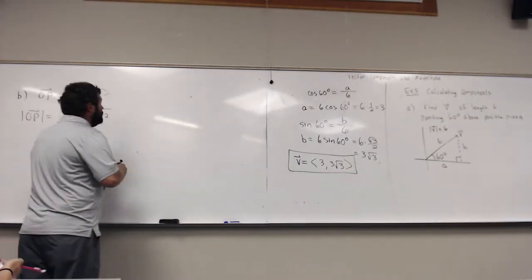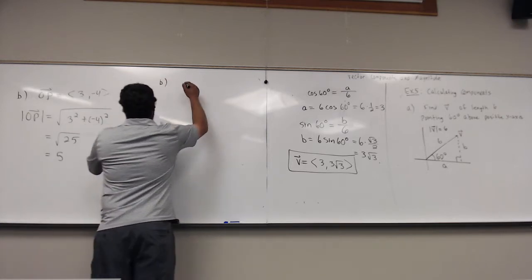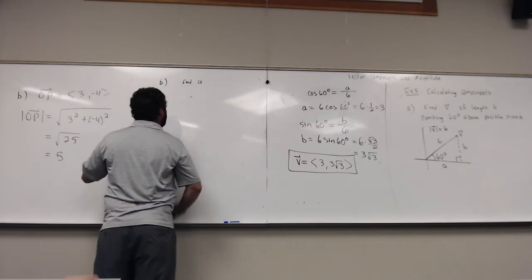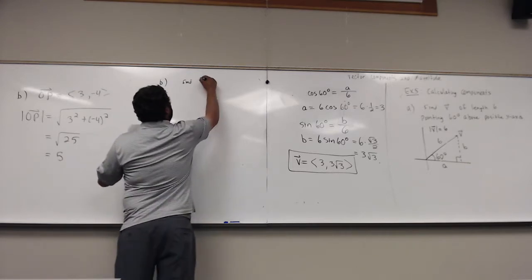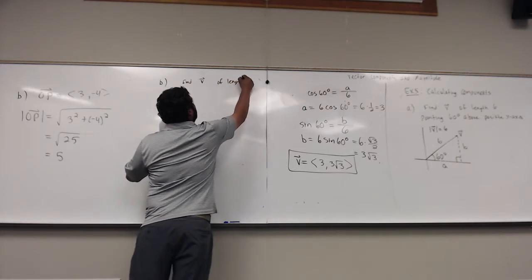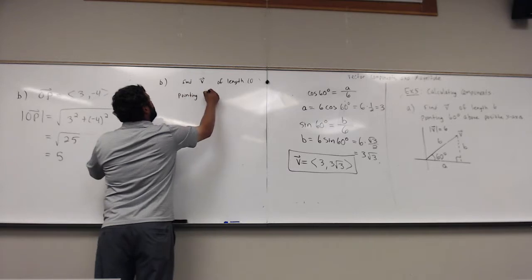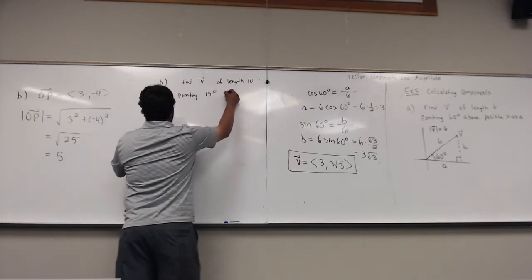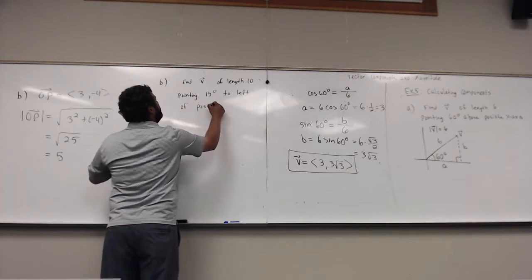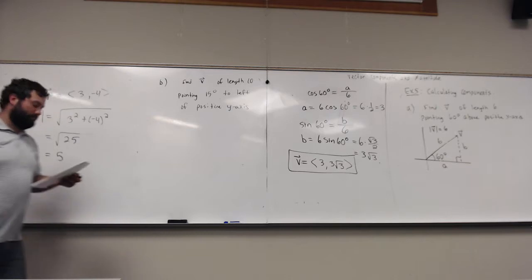And then for part B, we've got to find the vector v, so the components of it, of length 10, pointing 15 degrees to the left of the positive y-axis.